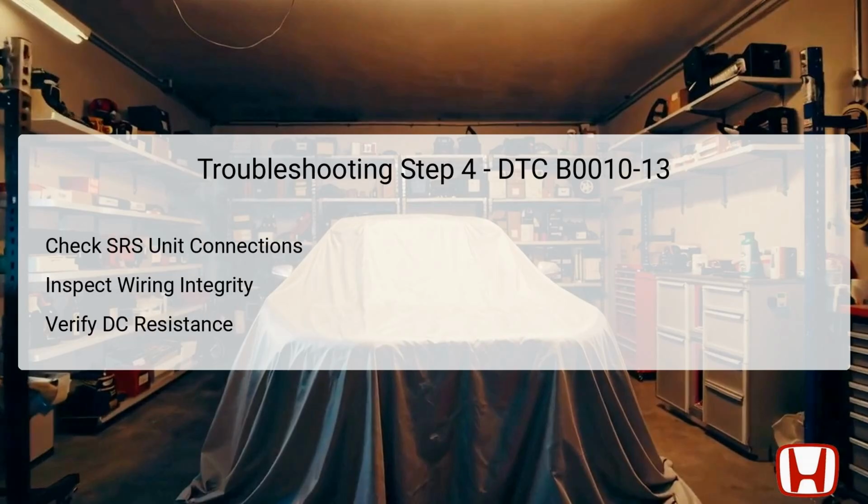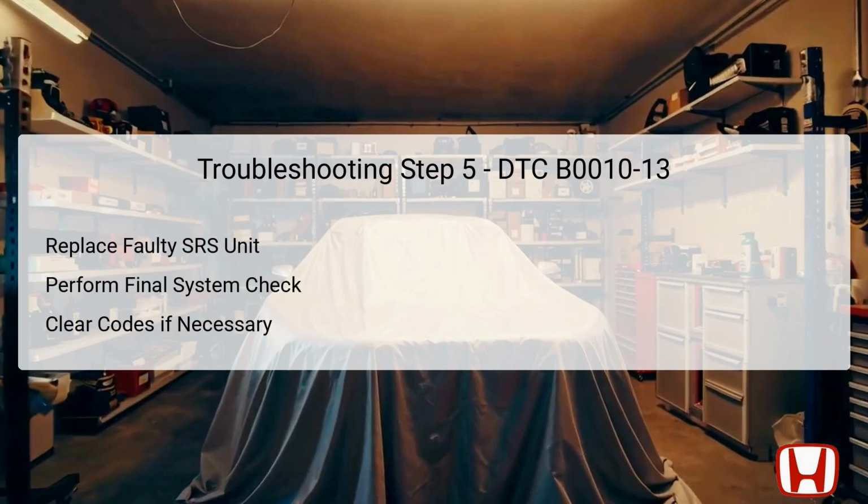In this step, check the connections of the SRS unit thoroughly, ensuring that they are secure and free from damage. Next, verify the integrity of the wiring that connects the SRS unit to the front passenger's airbag. Inspect for any signs of chafing, disconnection, or corrosion. Lastly, measure the direct current DC resistance of the wiring. If the resistance is greater than specified, it may indicate an open circuit or a wiring fault. This thorough examination of the wiring and connections is necessary for reliable airbag performance.